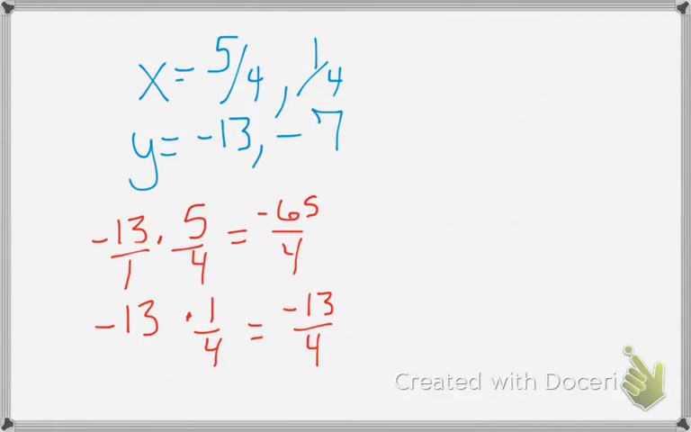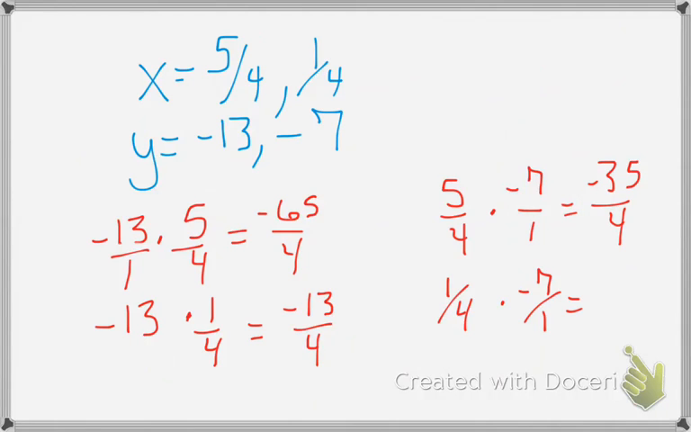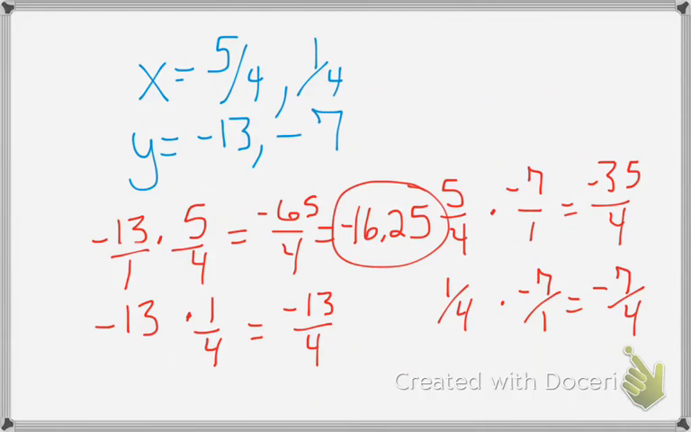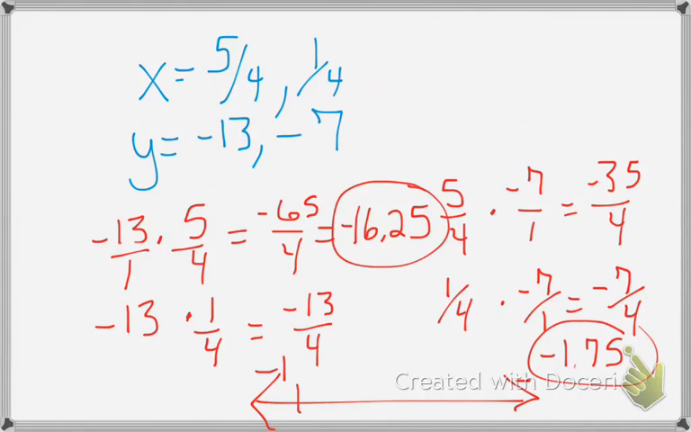I would have positive 5 over 4 times a negative 7, which gives us negative 35 over 4. And then we'd have positive 1 over 4 times negative 7, which will give us negative 7 over 4. So when I put these values in the calculator, we can see that negative 65 over 4, or negative 16.25, would be the smallest value. Because this would only be a negative 1.75 over here. On a number line, negative 16 is much smaller than negative 1.75.